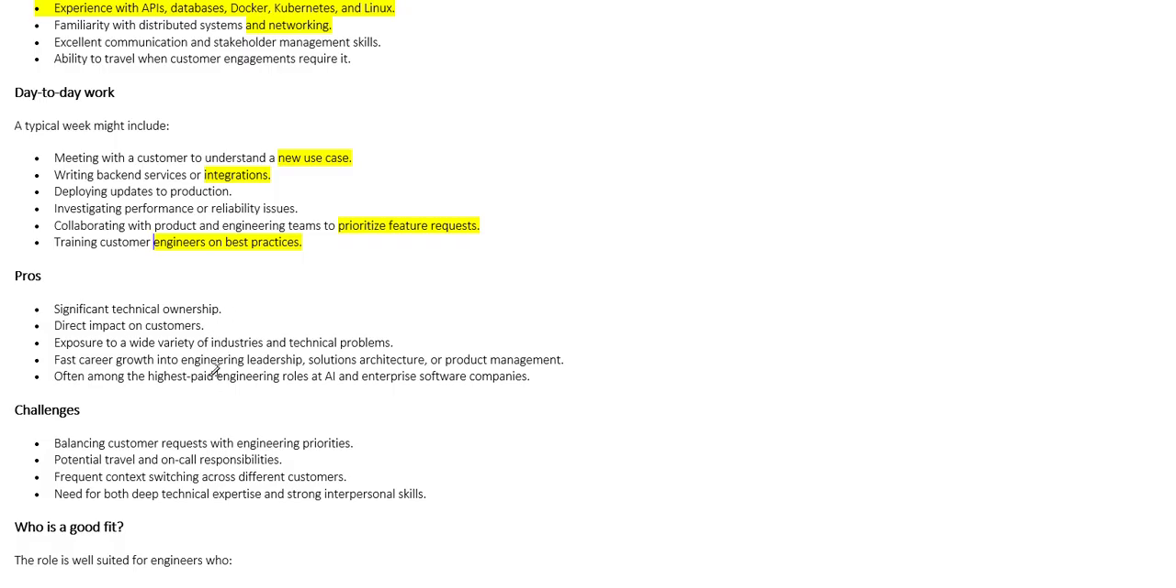So what are the pros of this role? Significant technical ownership, and see here, fast career growth into engineering leadership, solution architects, and product management, and direct impact on the customers.